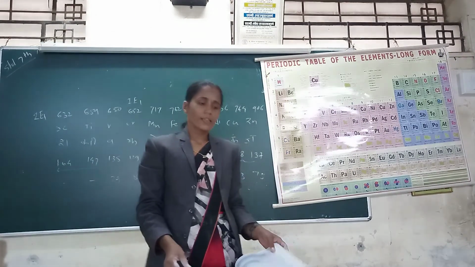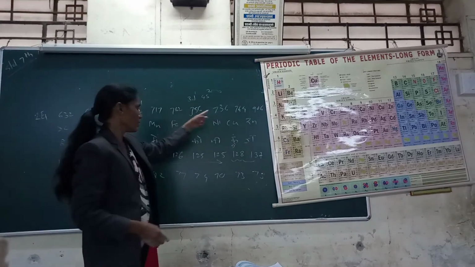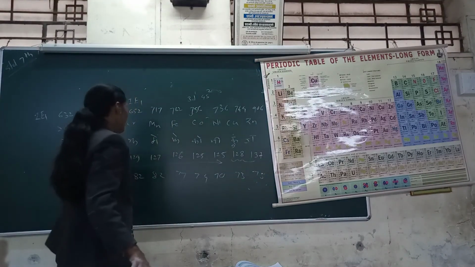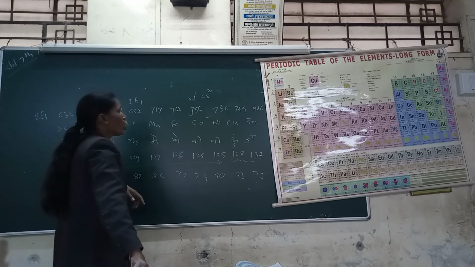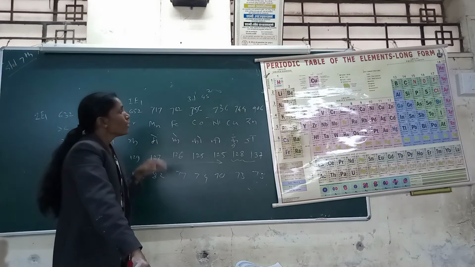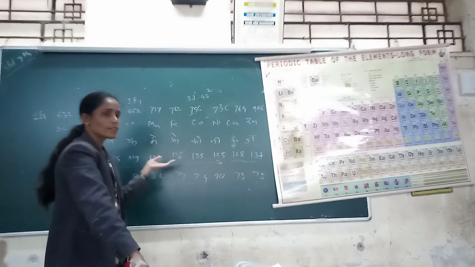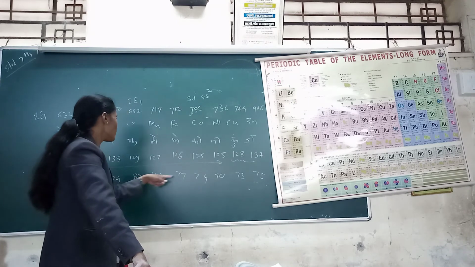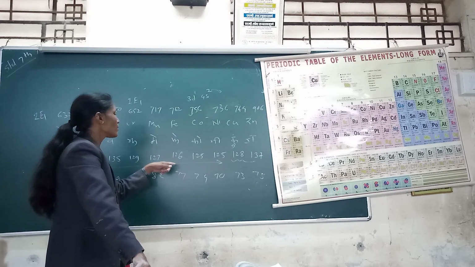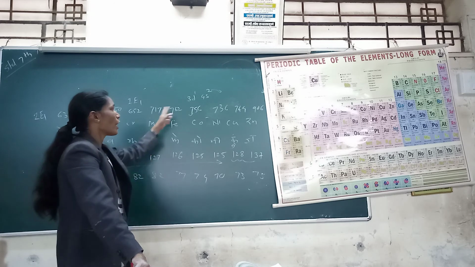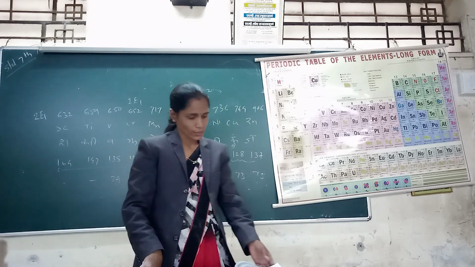Atomic radius decreases, ionization enthalpy increases, but the trend is not regular because of the screening effect. Due to the screening effect, the radius increases and decreases, and therefore ionization enthalpy increases.